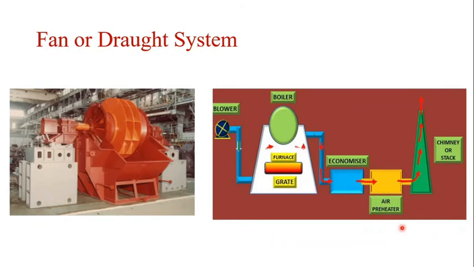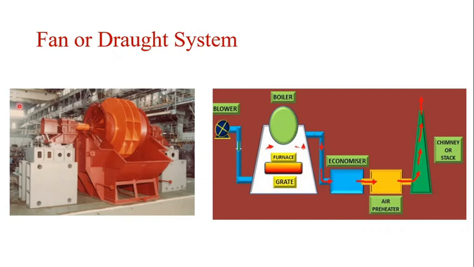Next is the fan or draft system. In the different parts of the thermal power plant, it needs us to circulate or supply the steam which is generated in the furnace. So steam is initially generated in the furnace, that is the boiler, then it will be fed to the economizer, then the air preheater, and then at the end the chimney or stack. In this process, there is appropriate flow of the steam into the different sections of the thermal power station, which can be done with the help of the fan or draft system.